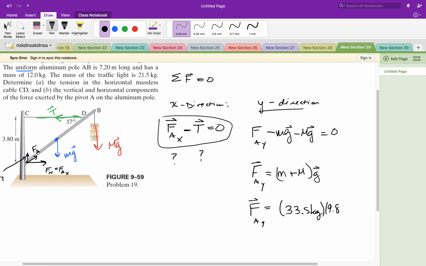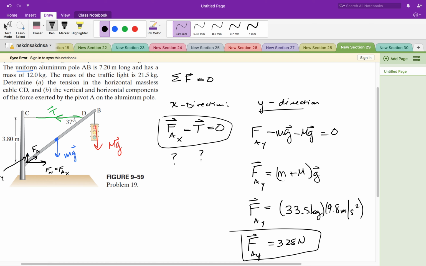Times 9.8 meters per second squared. So 33.5 times 9.8. So about 328 newtons. All right. Okay, so that gives us part of it, right? I mean, we're sort of getting there slowly.